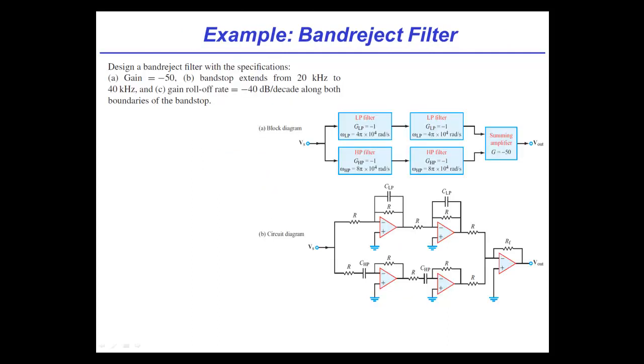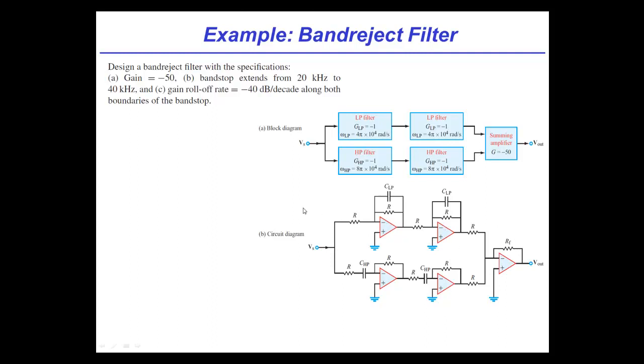Now, let's go ahead and look at the op-amp version. So you see that we have the circuits as set up here. We have individual low-pass filters and individual high-pass filters of the type we've already looked at. We've got them connected end to end so that we get the second order behavior, and then we sum them, and then we have a gain element.